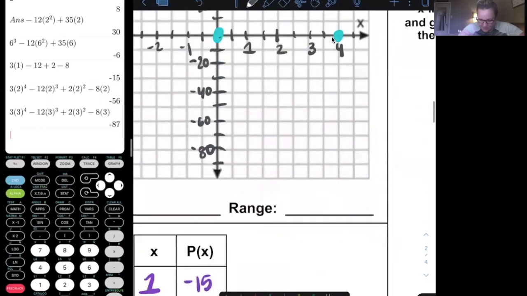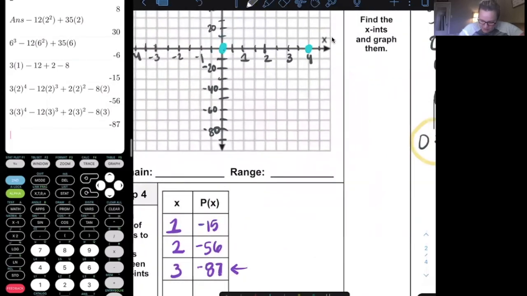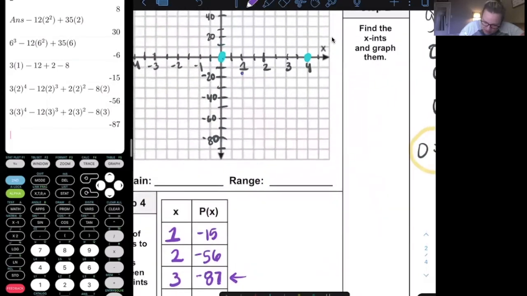All right, let's plot these points. So (1, -15), (2, -56), and then (3, -87), so down here.